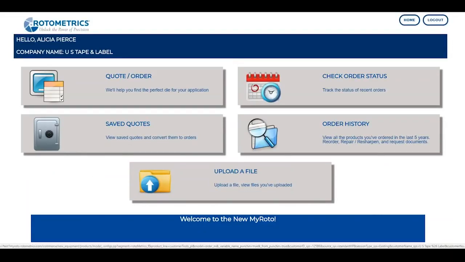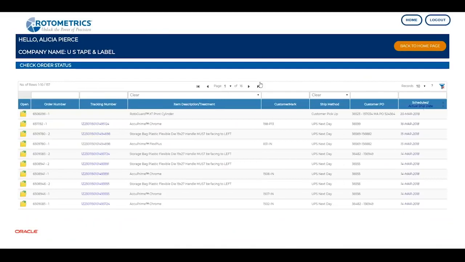Next, we're going to check your order status. So if you click check order status, this opens up all open orders and any orders that have shipped within the last 20 days. The reason we chose 20 days is because the person who received the email that an order is shipped or that it's arrived may not be the same person who's checking the status. So we wanted one place for everybody to go to be able to check the status of an order.